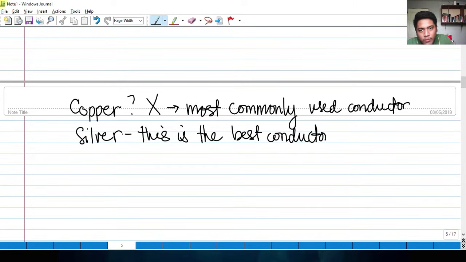So sir, why are we not using silver for all of our wirings, or even gold? Well, of course, we are in the Philippines. We ought not to use silver because it might get stolen. So the most commonly used conductor is copper. That's just trivia.